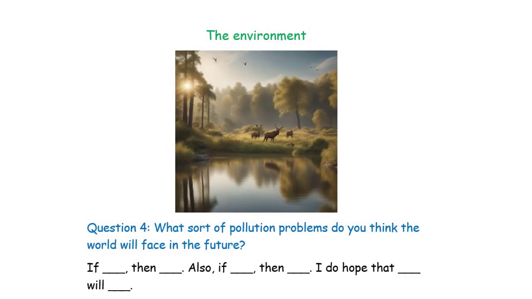Question 4. What sort of pollution problems do you think the world will face in the future? For our final question, let's structure our response using the provided template. If, and then mention a condition, the population, such as the population continues to grow, then predict a consequence, such as increased waste production. Also, if, and then mention another condition, such as climate change worsens, then predict another consequence. For example, more frequent natural disasters.